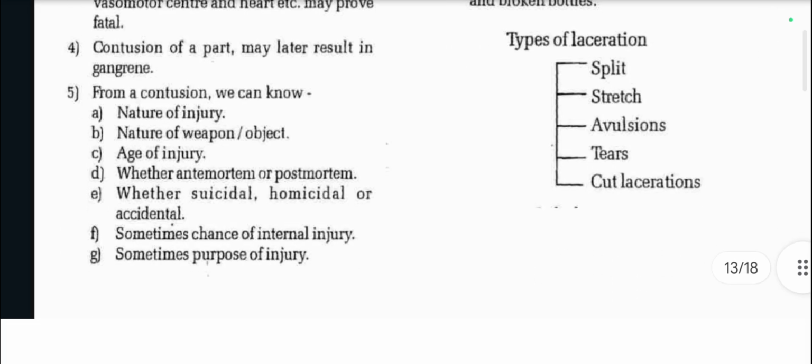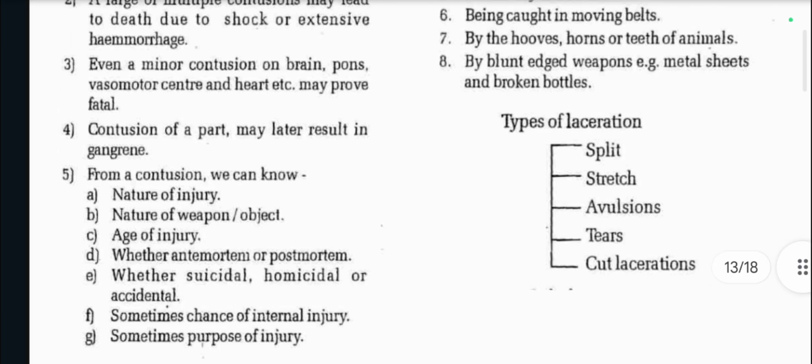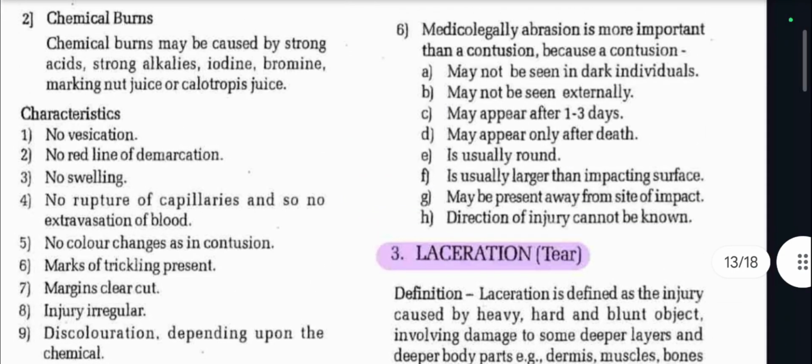From a contusion, we can know nature of injury, nature of weapon, age of injury, whether it was ante-mortem or post-mortem, whether suicidal, homicidal, or accidental. Sometimes chance of internal injury is also present, and sometimes purpose of injury can also be found out.